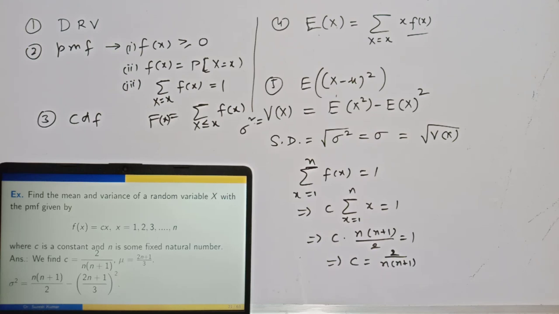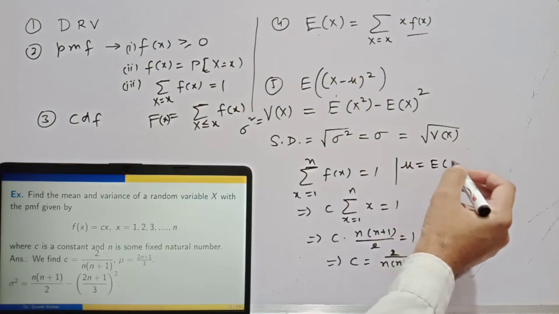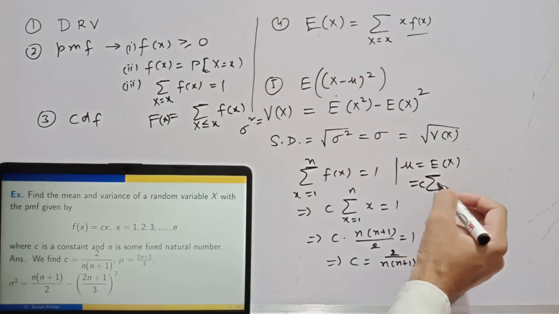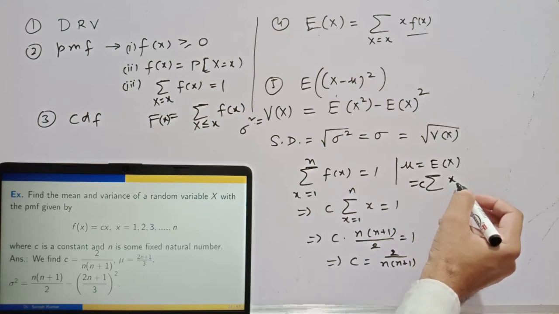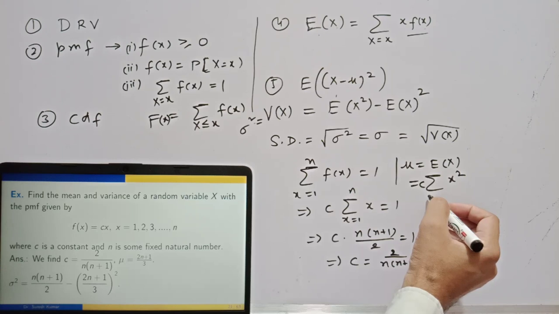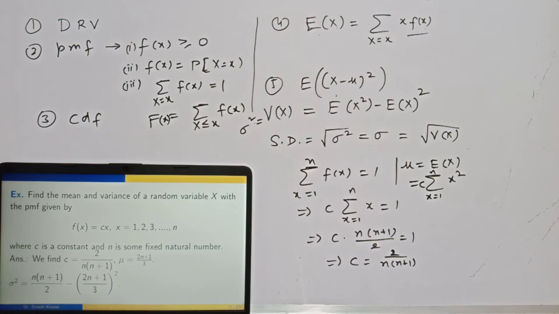Now calculate EX and EX square from it. What is EX? EX means mean. How to calculate it by definition? Summation of x f(x), times c. f(x) is itself x, so x square. Correct? You can do this calculation yourself. You can calculate the mean. You will find it is 2n plus 1 over 3. EX square, you will find n into n plus 1 over 2 whole square.